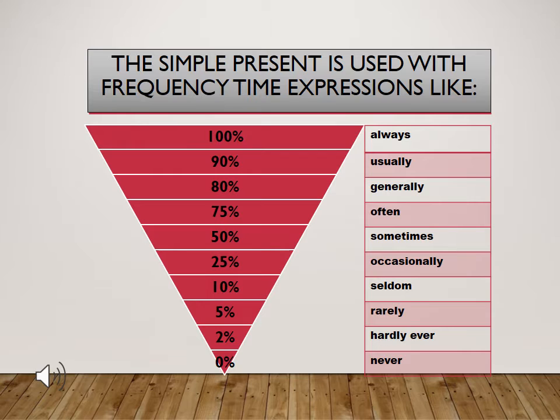If you are talking about something that you do all the time, then you will use always, because if you are doing something all the time, then it is 100% of the time. So you will use always. Now move forward to the next slide to get the better understanding.